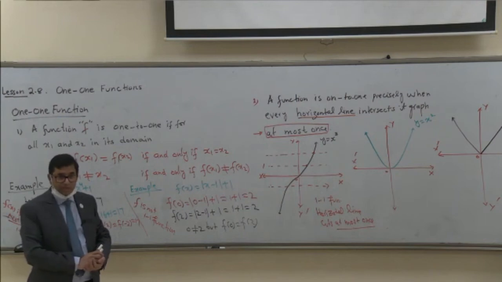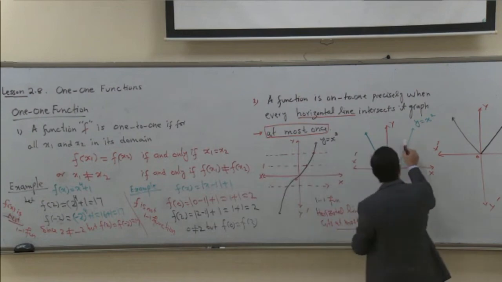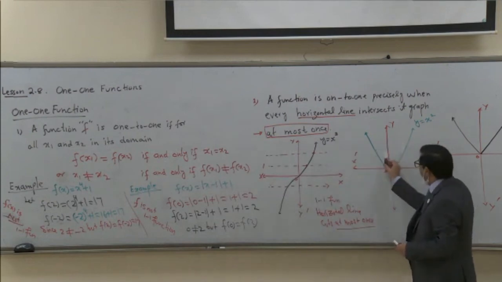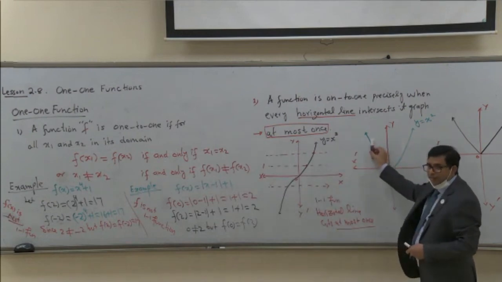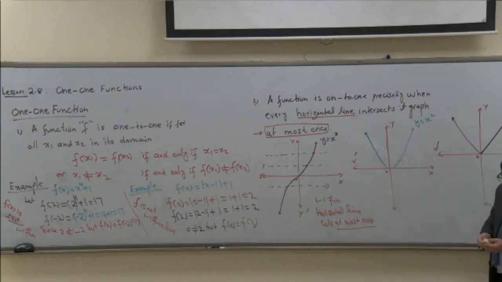Not one-one. Is this a function? It is a function. Okay, great. Because for a function we take the vertical line. Vertical line cuts one point, so it is a function. Great. Now we have to check one-one.